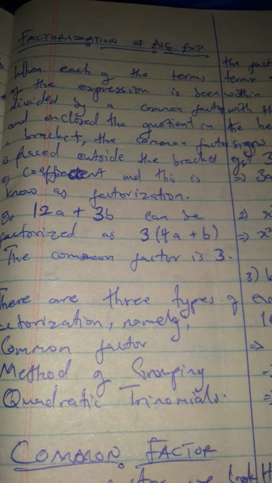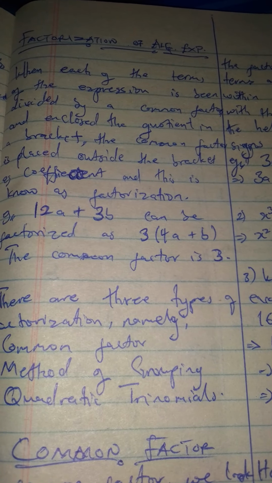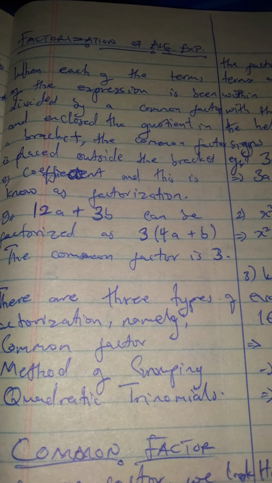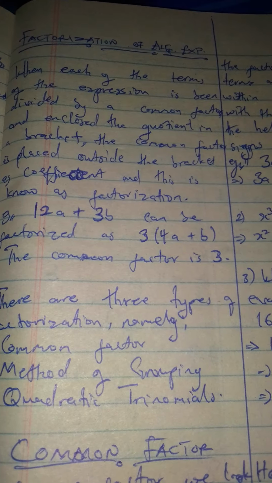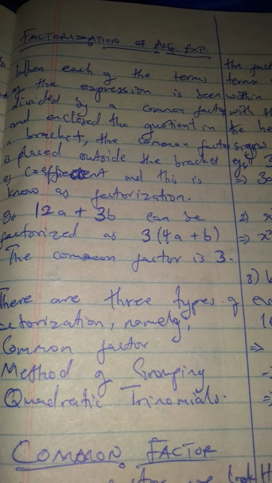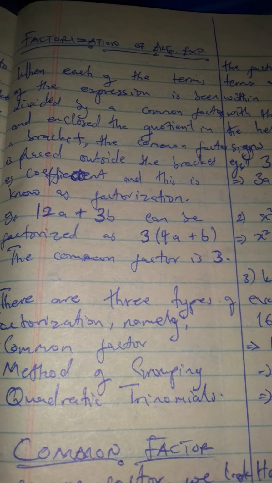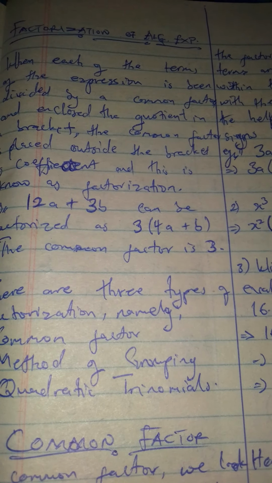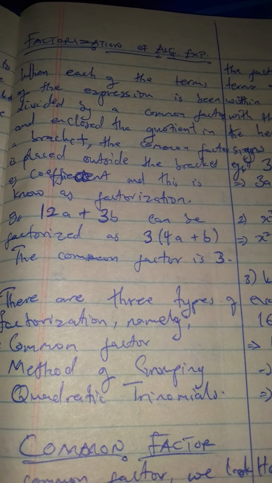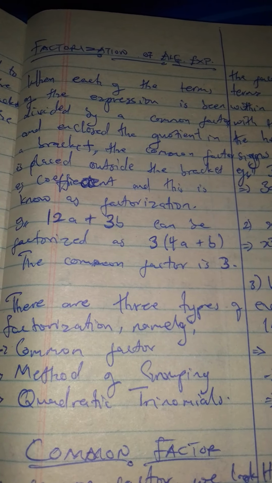In factorization, when each of the terms of the expression is divided through by a common factor, then we enclose the quotient in a bracket and the common factor too in a bracket, and by doing that we call it factorization. We factor something out.